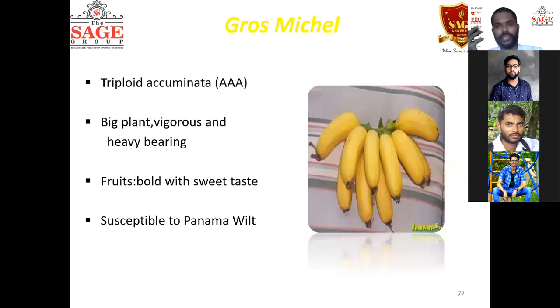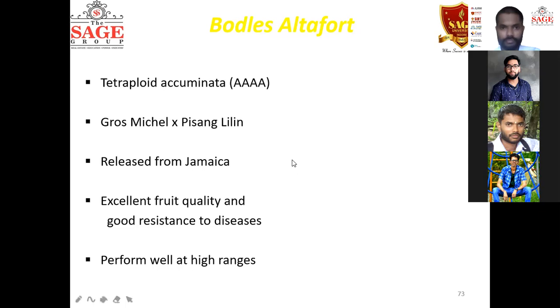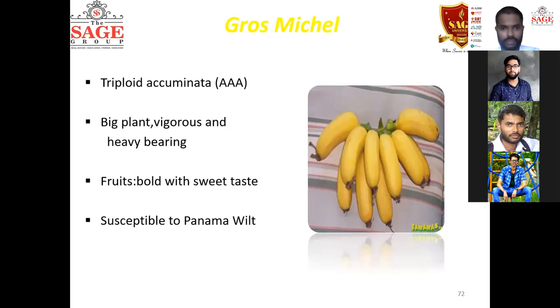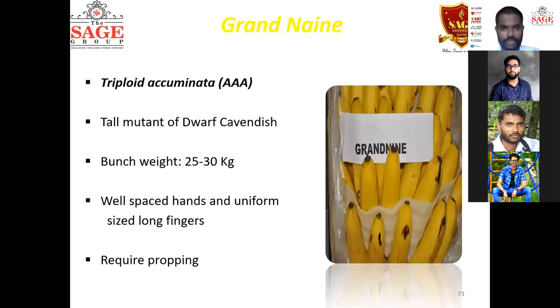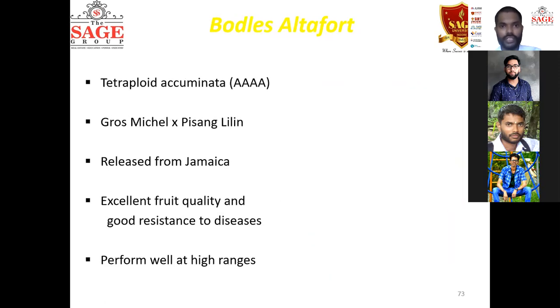So after Grand Naine comes Gross Michel. As I told earlier, Gross Michel also belongs to the Cavendish group, but it is susceptible to Panama wilt. It has a similar yield to Grand Naine, but the problem is that it is very susceptible to Panama wilt. Then Cordless Ultrafort.